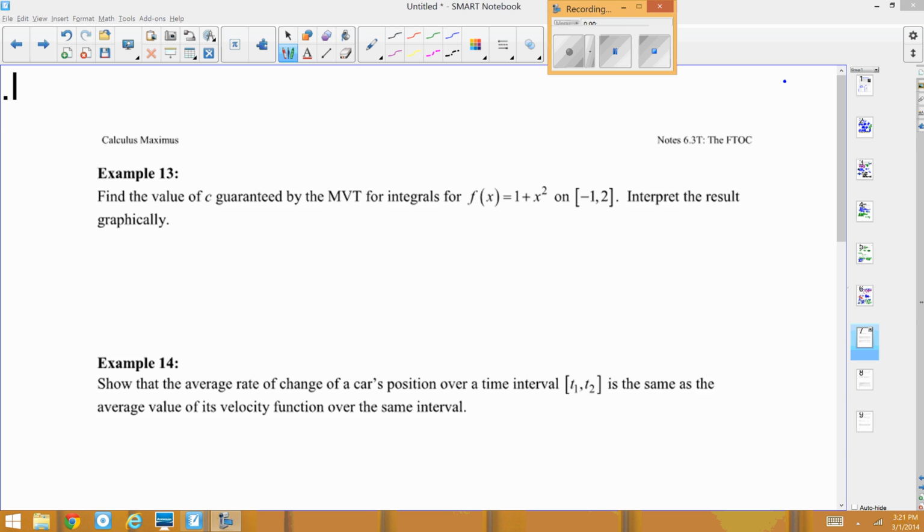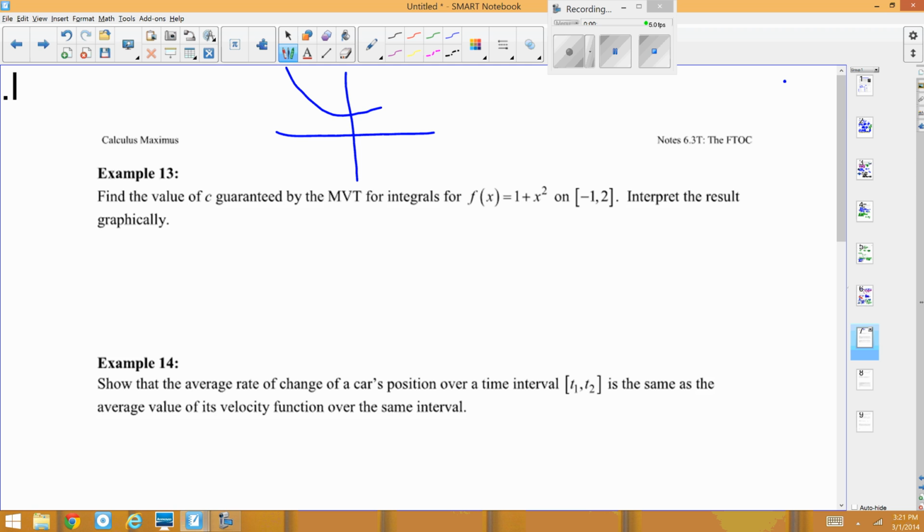All right, so let's keep going with our average value and everything here. Find the value of C guaranteed by the MVT for integrals for this function on this closed interval, okay, interpret graphically. So we should probably get a graph. x squared plus 1, that's just x squared moved up 1. All right, and so we're looking on this interval from -1 to 2. Oh, that looks about even. Let's go to 2. There we go.